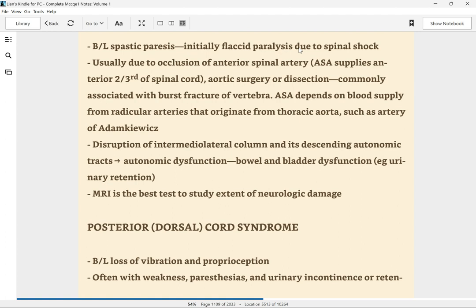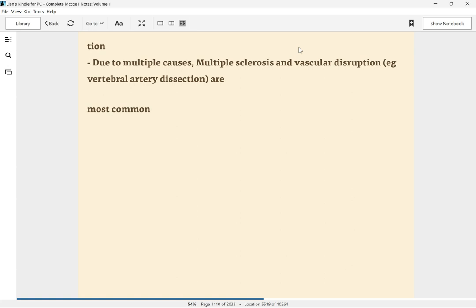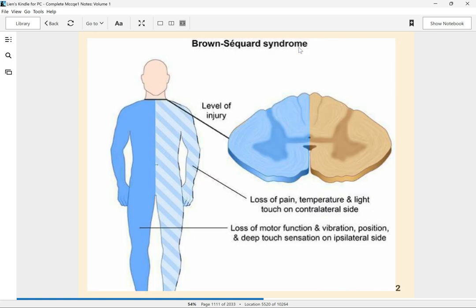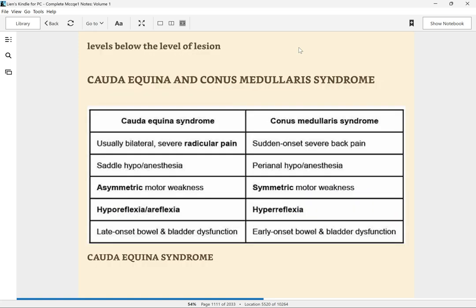Posterior, dorsal, cord syndrome: bilateral loss of vibration and proprioception, often with weakness, paresthesias, and urinary incontinence or retention. Retention is due to multiple causes; multiple sclerosis and vascular disruption, e.g. vertebral artery dissection, are most common. Brown-Séquard syndrome. 2. Levels below the level of lesion: cauda equina and conus medullaris syndrome.